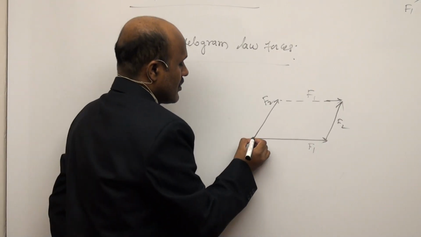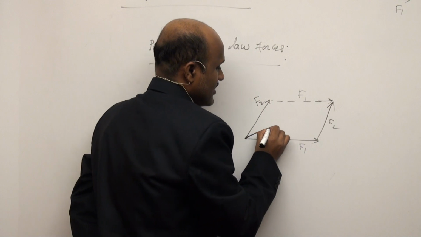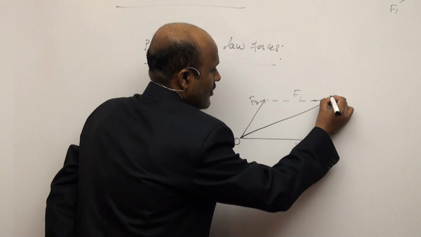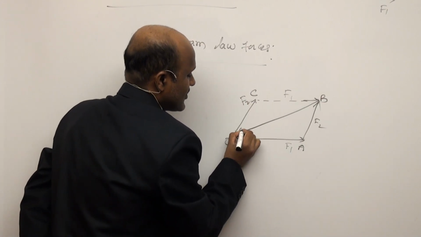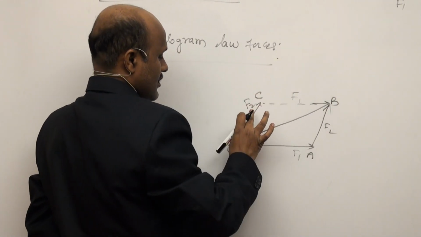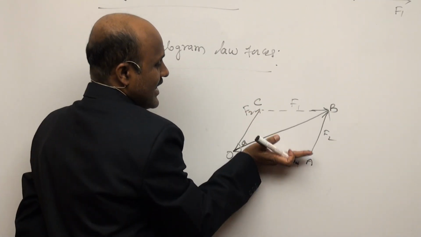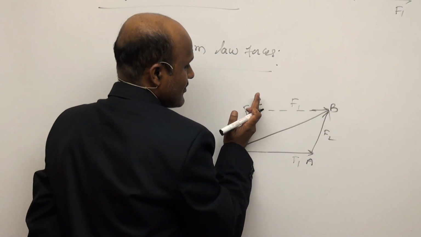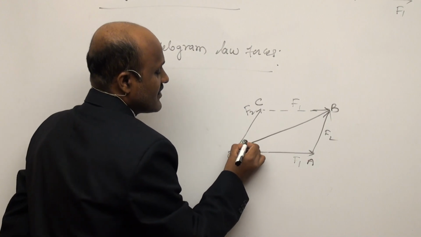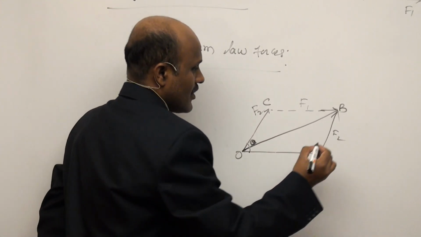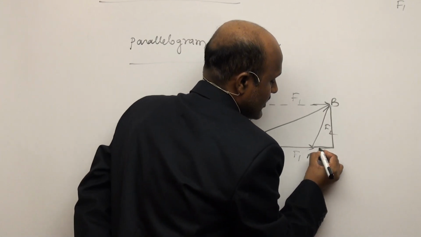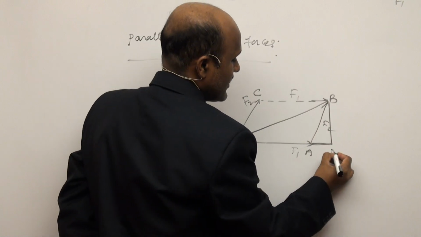Now suppose by joining this point, this is the diagonal. So O, A, B, C. The angle between the two forces is theta. First mark F1, put angle theta and draw F2. Draw a line parallel to this one here, and another parallel to this one here. Now draw a vertical line here and a horizontal one here. Project this, A, B, C, D.